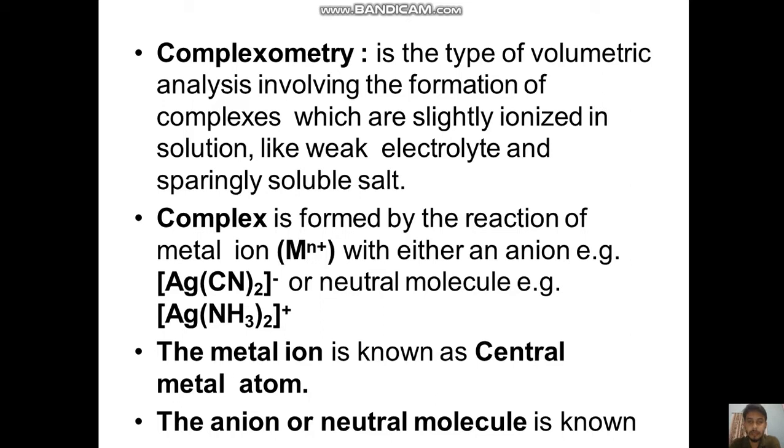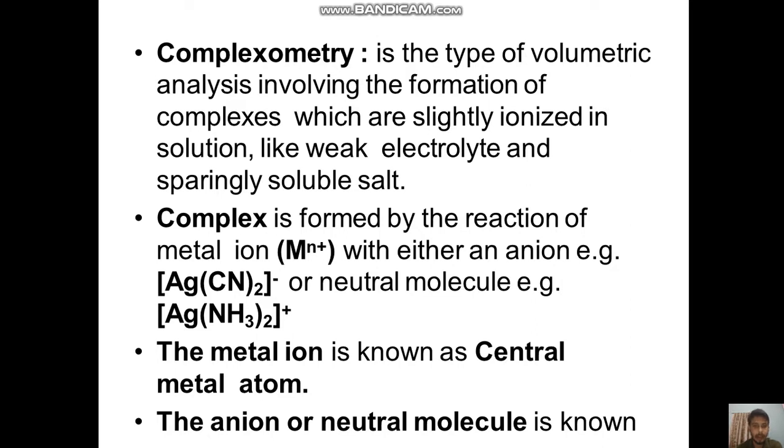And then complexometry is a type of volumetric analysis involving the formation of complexes. Formation of a complex will occur, as I have already told, by a metal with some other ions like anions or positive ions or neutral molecules. And it is a type of volumetric analysis involving the formation of complexes which are slightly ionized in solution, like weak electrolytes and sparingly soluble salts.